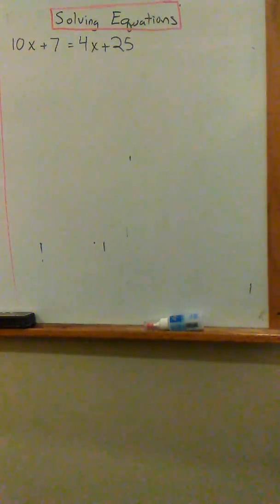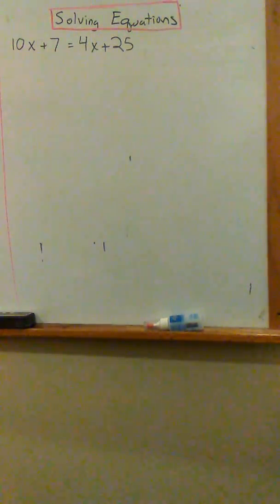On the left-hand side, we have a 10x, and then on the right-hand side, we have a 4x. So how do we properly bring over the 4x? We've got four operations, right? Add, subtract, multiply, divide. There are other operations out there. So how do we bring over this 4x?